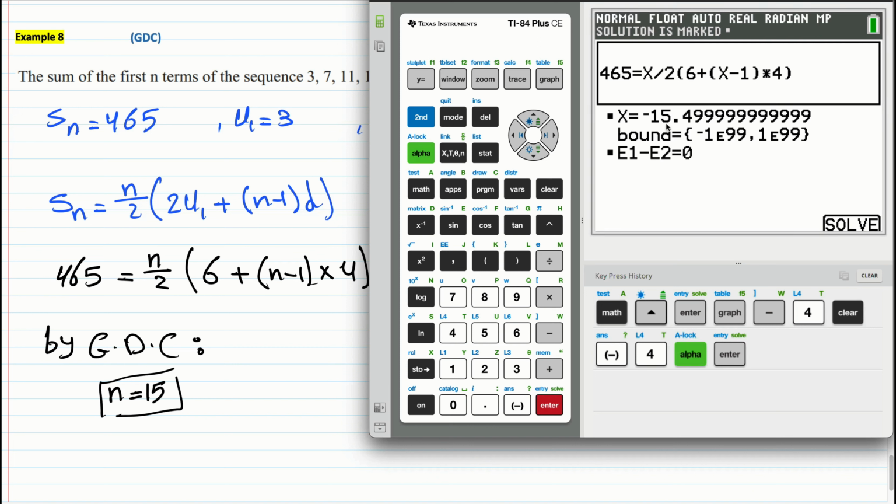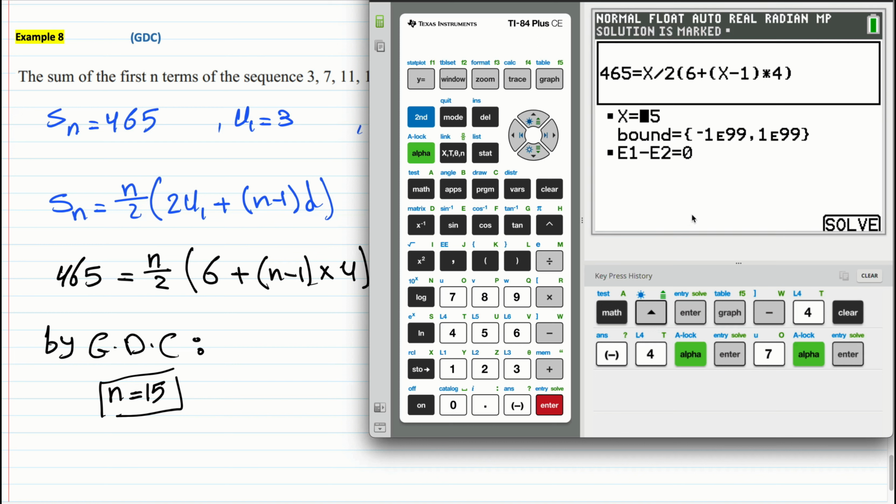So it gave me -15.49999. But as we know, n can't be negative, it should be positive. So you should guess a positive number. For example, I'm gonna enter 7 and I click solve again. So it gave me a positive answer, which is 15.